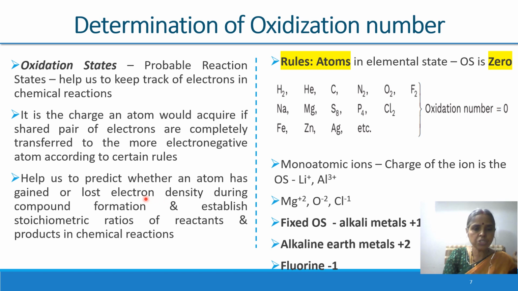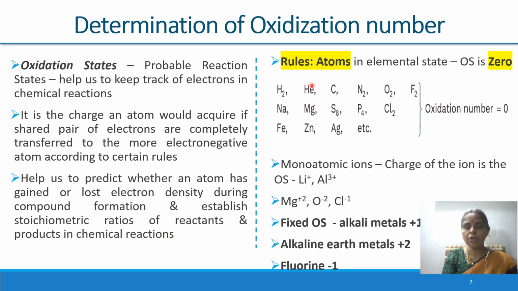They help us to predict whether an atom has gained or lost electron density during compound formation, and they also help us to establish stoichiometric ratios. Stoichiometric ratios means in the balanced chemical equation we say this many moles is reacting with this many moles. So that ratio is called the stoichiometric ratio. Stoichiometric equation is the balanced chemical equation. So oxidation states help us to establish stoichiometric ratios of reactants as well as products in chemical reactions.